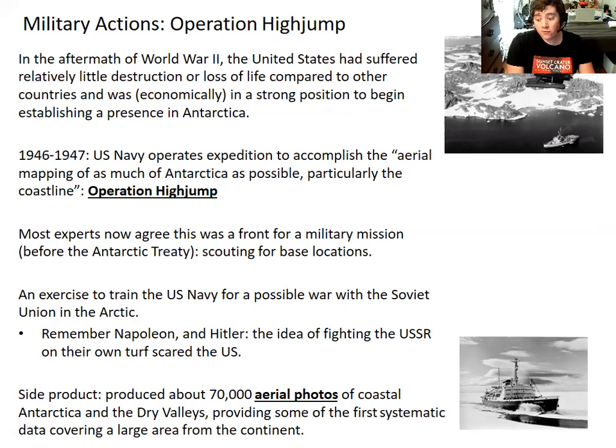And so in 1946, the US Navy operated an expedition with the name Operation Highjump, and it was nominally and publicly chartered for exploration and for aerial mapping. And it did indeed accomplish that purpose, actually. Out of the expedition came 70,000 aerial photos of the coast and the dry valleys, which provided one of the first systematic data sets that covered a large amount of the continent.